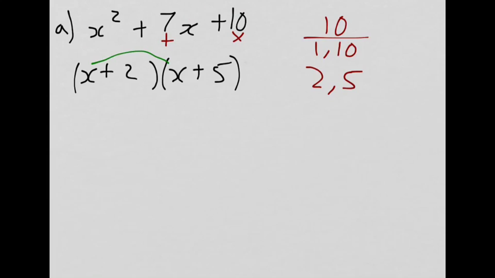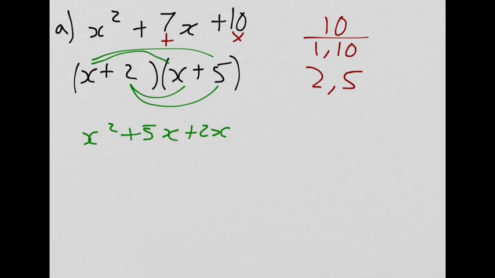Distributive property, or FOIL. Okay. Remember, all we're doing right now is checking. We're not actually answering the question anymore. We're just checking to make sure we're correct. So x times x is x squared. x times 5 is 5x. 2 times x is 2x. 2 times 5 is 10. Add those two middle terms together to give me 7x. And did I end up where I started? Yeah, I did. Okay, so I know I'm correct.